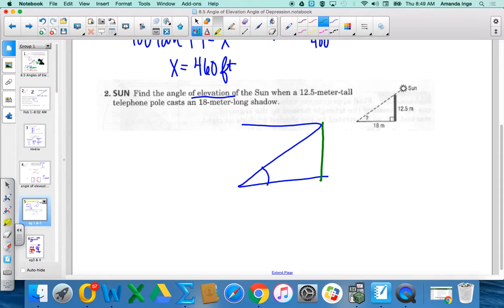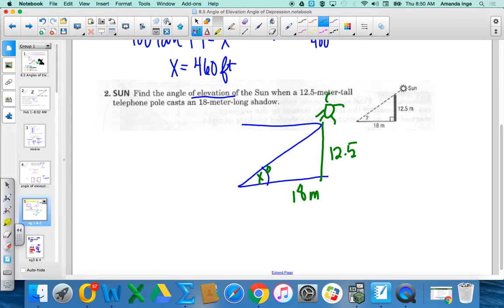So there's our telephone pole. Here's the sun. We don't know this angle. That's what we're looking for. This is 12.5 meters, and this is 18 meters. So are we looking for a degree, or are we looking for a side? Degree. We're looking for a degree.